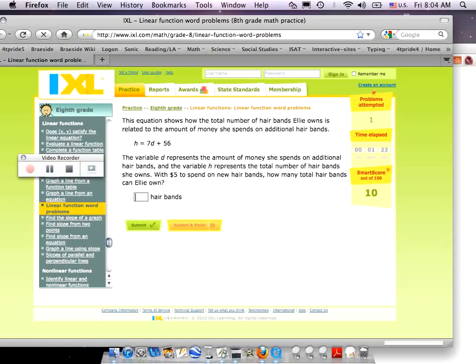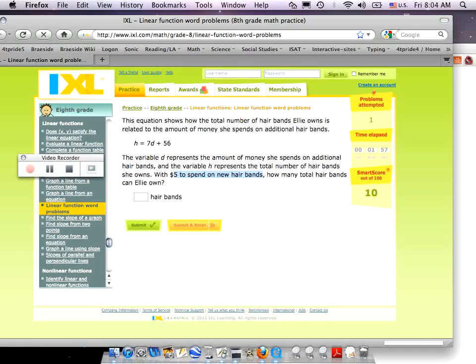This equation shows how the total number of hairbands Ellie owns is related to the amount of money she spends on additional hairbands. So the hairbands equals 7D plus 56. Look at what each variable stands for. D represents the amount of money she spends on additional hairbands. H represents the total number of hairbands. With $5 to spend on new hairbands, so D is dollars, or money, how many total hairbands can she own?